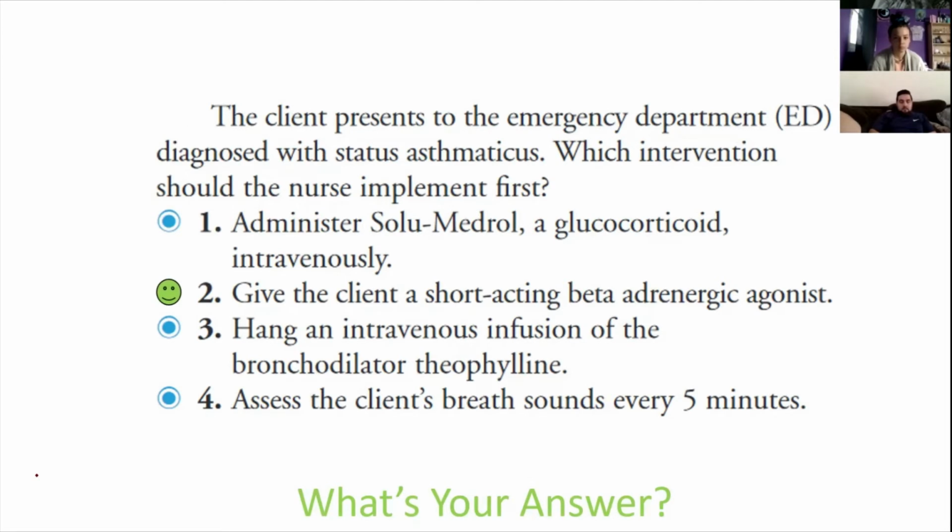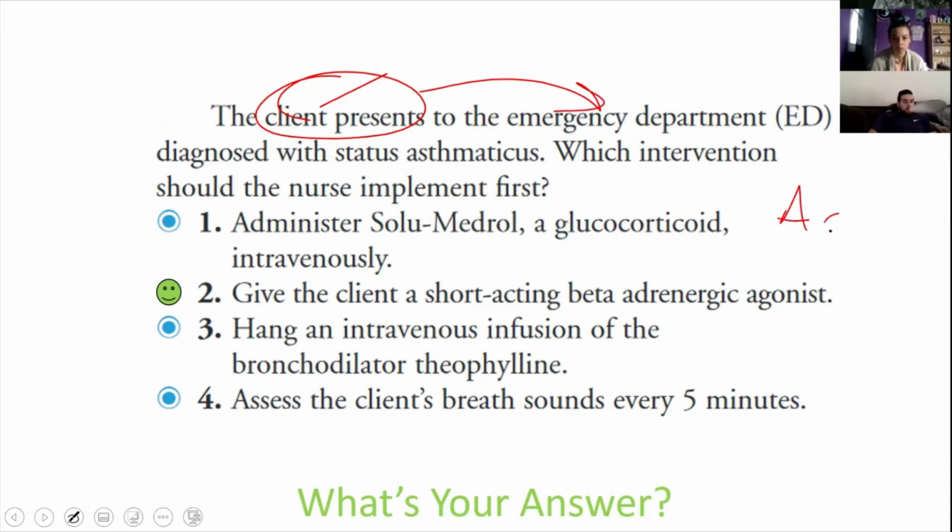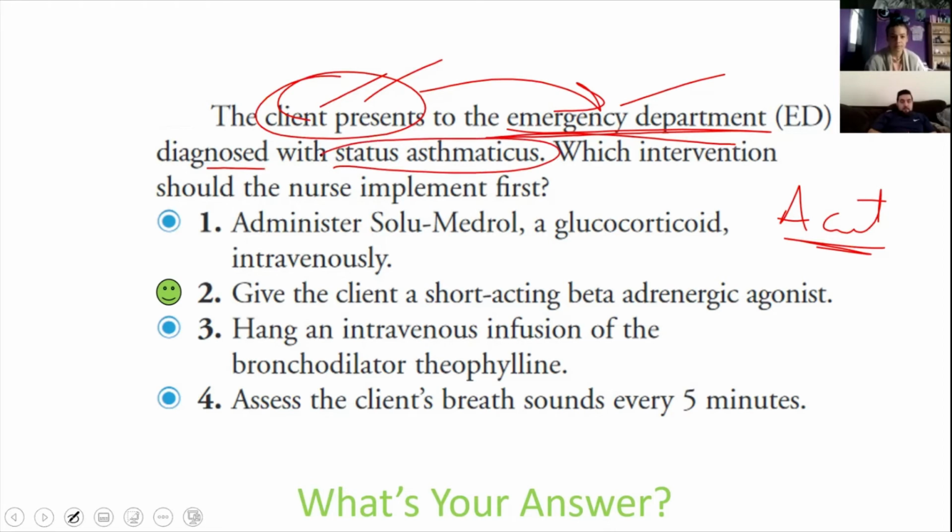All right, good. So some good things about this question is there's a lot of data in it, right? So client presents, all right? So that's the first key. They're giving you a situation in the ED. So it's acute. So right away, the location's important because I'm somewhere where acute things are going on, right? So acute question, presents as acute, ED is acute, diagnosed status asthmaticus, if you didn't know, is acute. And then which intervention should you implement first? What's acute? What's going to change the patient?